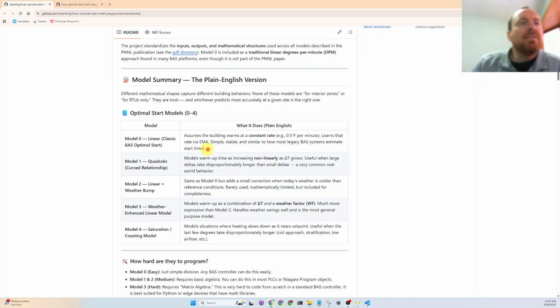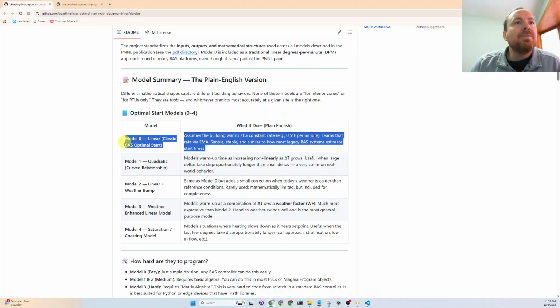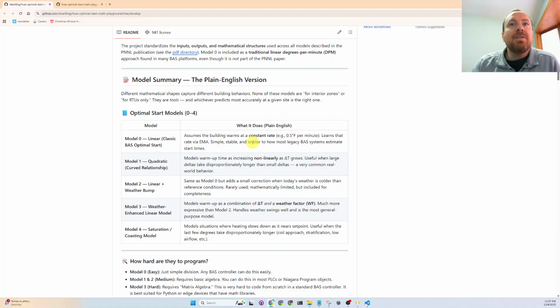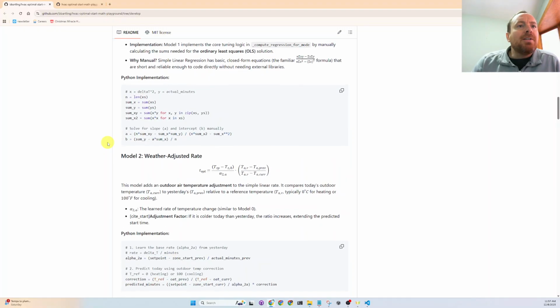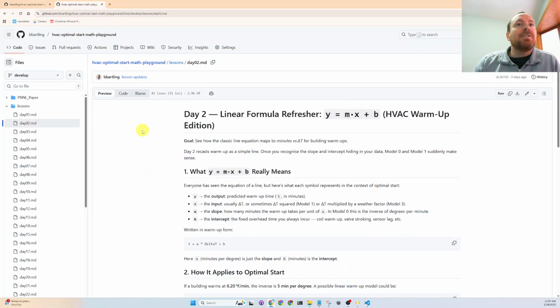We're still on week 1 for Model 1, the classic linear building automation optimal start with a simple degree per minute type lesson. Still in the easy section, so I think it's kind of hard, but still in the easy section. All right, let's get into the specifics of it.